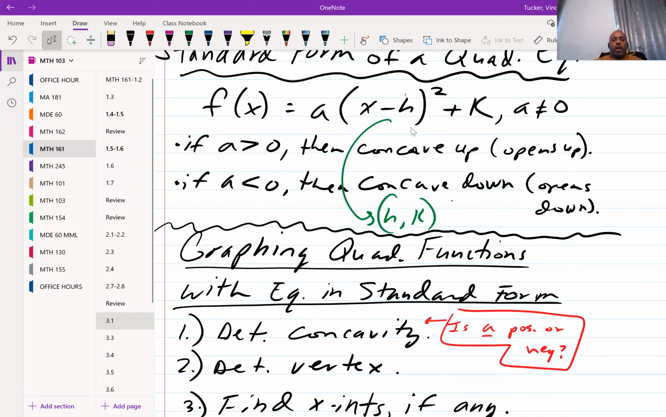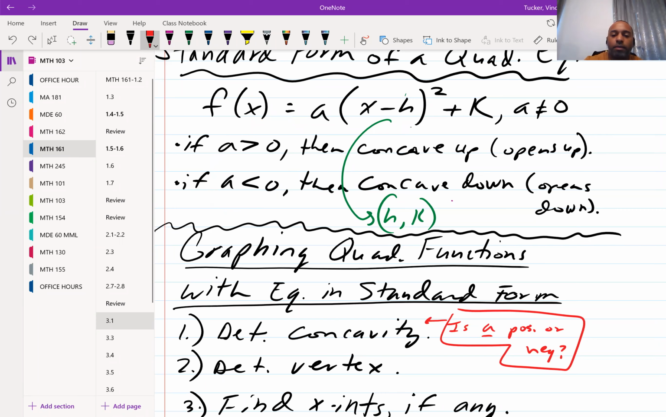All right, so let's look at graphing quadratic equations with the equation in standard form. We have a couple of steps here. The first one, DET, is just determine. Determine your concavity. In other words, is A positive or negative? We're talking about the letter A. That's what I'm writing there in that red box. Is A positive or negative? That will determine your concavity.